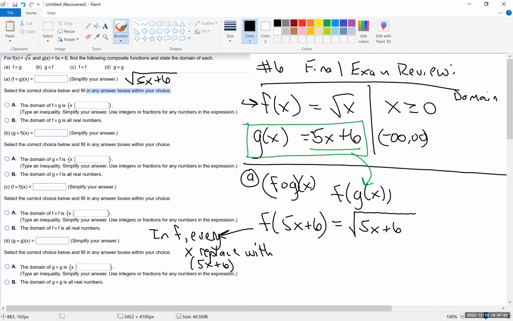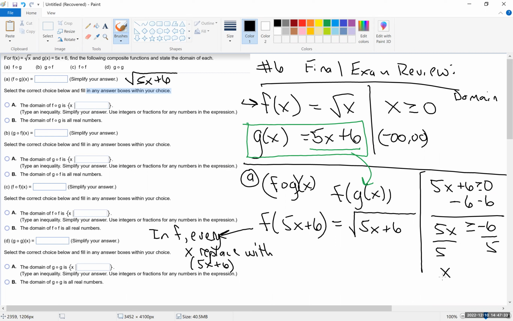Now, what's the domain of f of g of x? Well, to figure out the domain, 5x plus 6 has to be greater than or equal to 0. Why does it have to be greater than or equal to 0? Because that 5x plus 6 is in a square root. Anytime you have a number in a square root, it has to be greater than or equal to 0. And then we solve this. We subtract 6 on both sides: 5x is greater than or equal to negative 6. And then divide both sides by 5. Here, x has to be greater than or equal to negative 6 over 5.